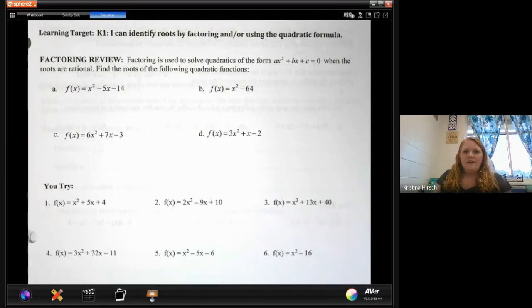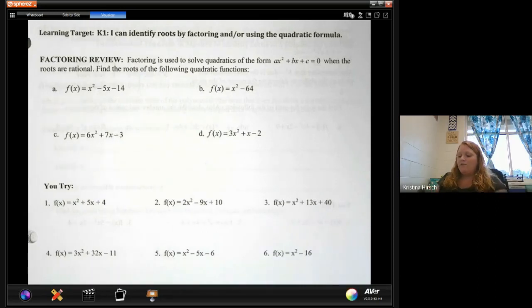All right, y'all. So for this video, we're going to review factoring and the quadratic formula and how to find solutions with both of those. So page 4 in your packet, we're going to start with a review of factoring to find solutions. The first thing you're going to have to do is obviously factor it. And then when you get those factors, remember you'll set each factor equal to 0, and then you'll solve for x, or p, or whatever variable you have.